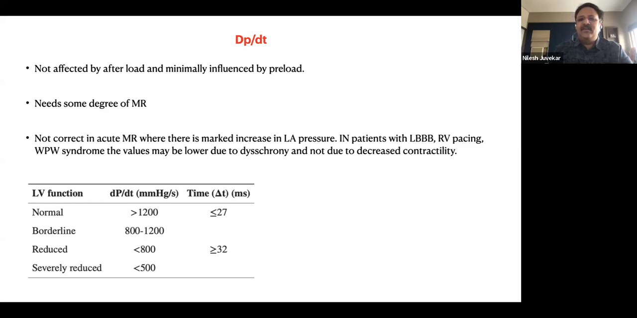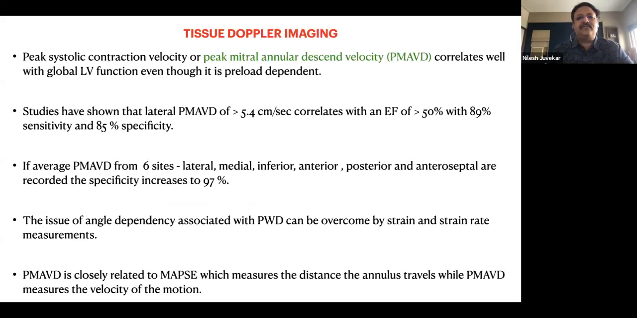So the normal dP by dt value is more than 1200, borderline is between 800 to 1200, less than 800 is decreased or reduced LV function, and when it is less than 500, it means severely decreased LV function.